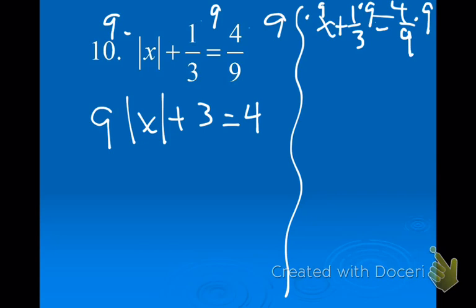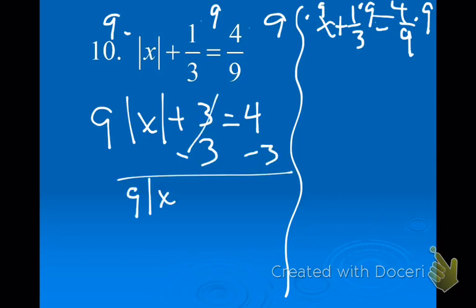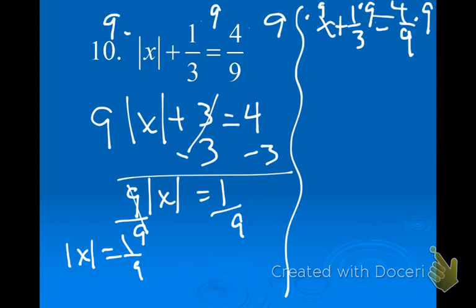All right. So from here, hopefully by now we see we got to subtract 3 from both sides. And then divide by 9. So the absolute value of x is equal to 1/9. If you were to split that, then you would get x equals 1/9 and x equals negative 1/9. Okay?